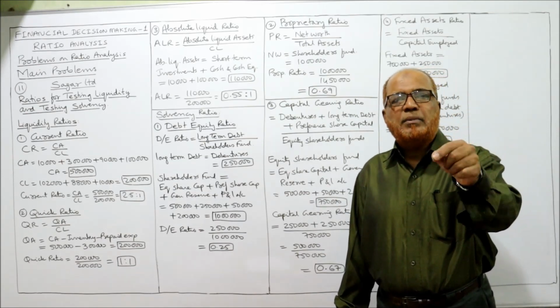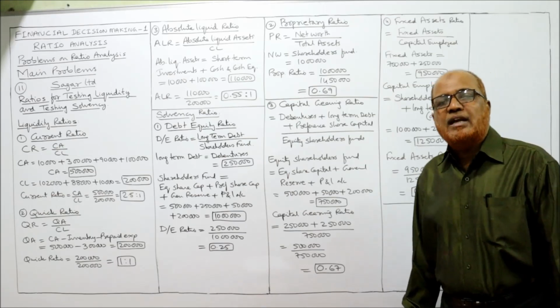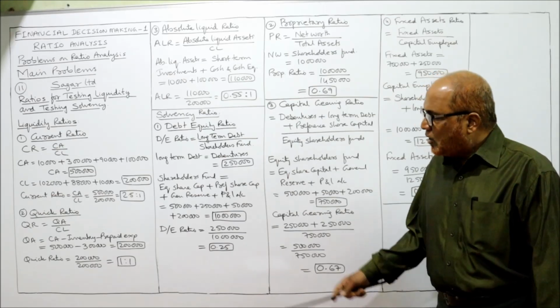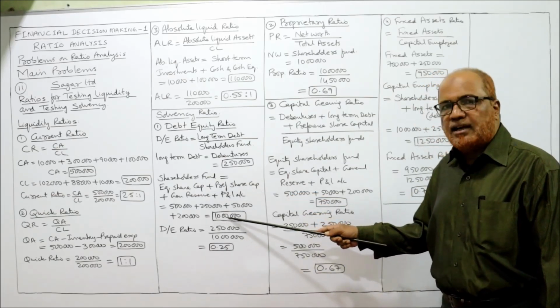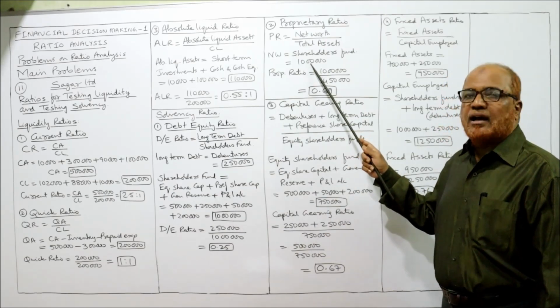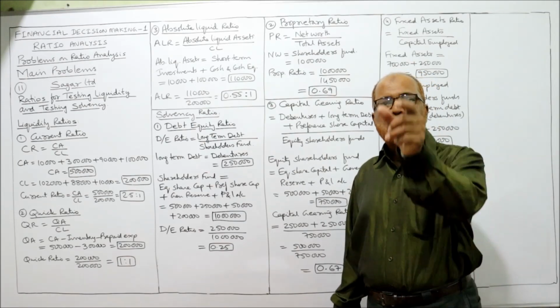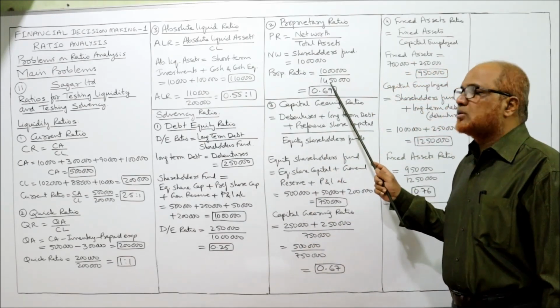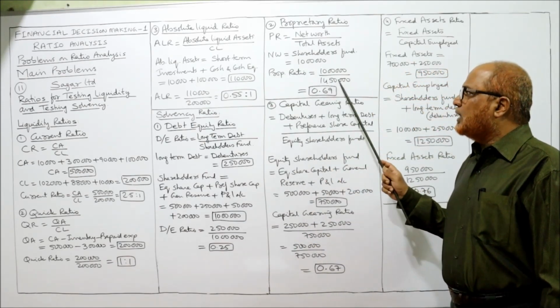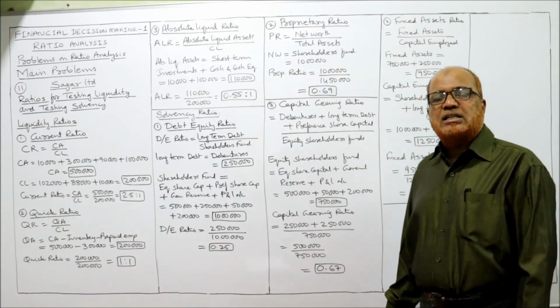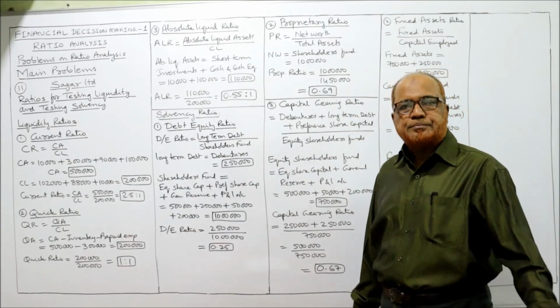Net worth means shareholders fund. Already shareholders fund we have calculated 10 lakh. And total assets are given in the problem. Balance sheet total you can see 14,50,000. So 10 lakh divided by 14,50,000, 0.69. This is the proprietary ratio.